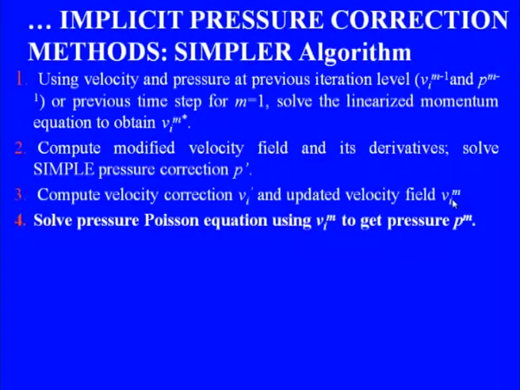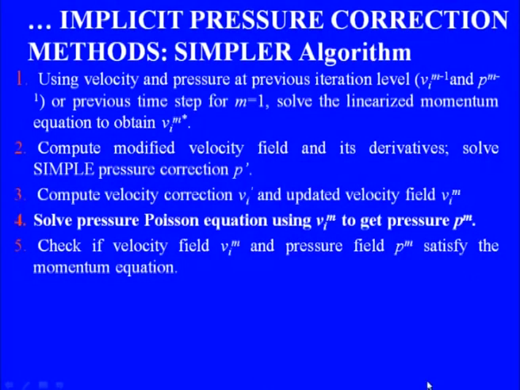Next, what do we do? Use this Vi m now in the pressure Poisson equation, solve the pressure Poisson equation and obtain the pressure at the current outer iteration P m. By putting in this additional step, now we have got an updated velocity field which satisfies the continuity equation and an updated pressure field.